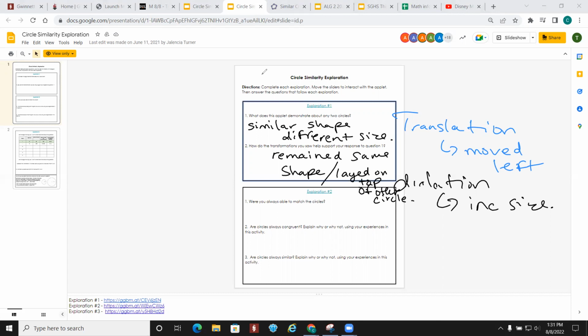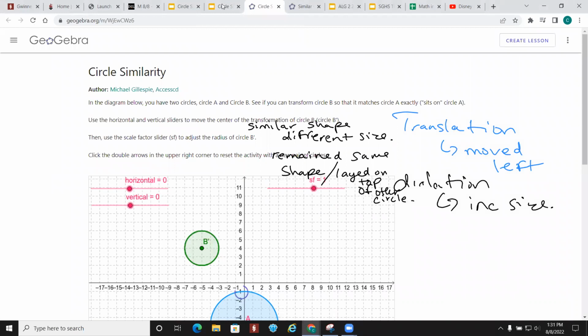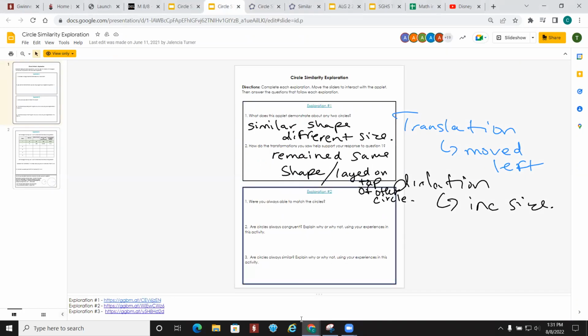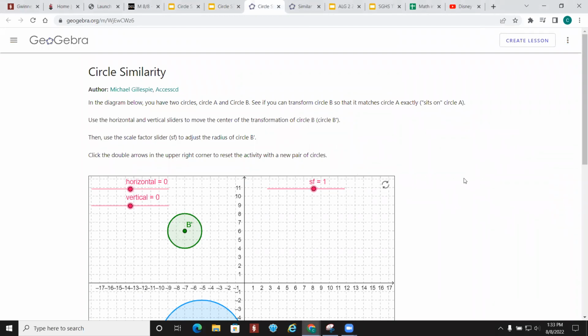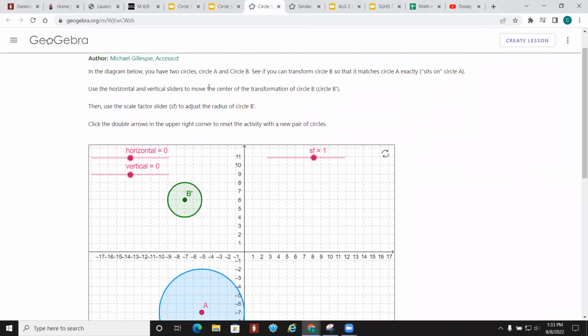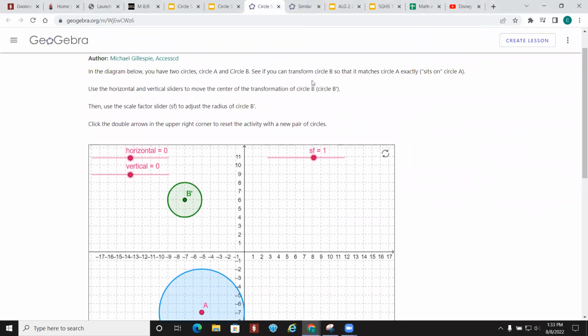All right, go ahead and take a second and try exploration number 2. Open that tab, interact with it, and see if you can answer those questions. Let's look at what happened. You have 2 circles, circle A and circle B. See if you can transform circle B so that it matches circle A exactly. If I want to get circle B onto circle A, what do I need to do?